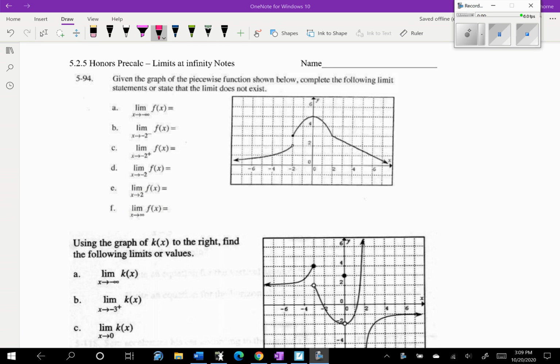Today we're going to look at limits at infinity. So for these first two problems with the graphs, go ahead and do them on your own. When you are finished, you can unpause the video and check your work.